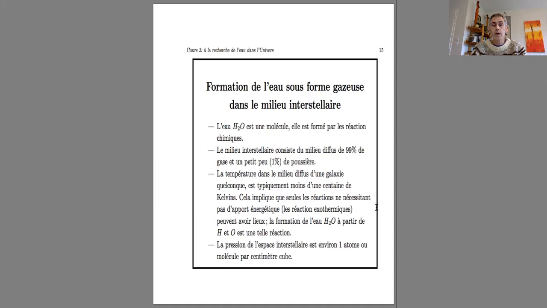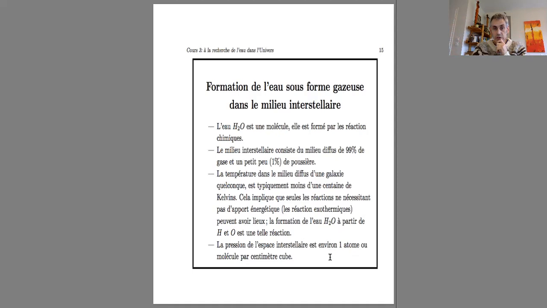It's very cold. And so chemical reactions can take place, but they have to be chemical reactions that are exothermic. That means they are going to generate energy and release energy as they take place. Fortunately for the production of water molecules, this chemical reaction to produce water from 2 hydrogens and an oxygen is an exothermic reaction. So how does it take place?